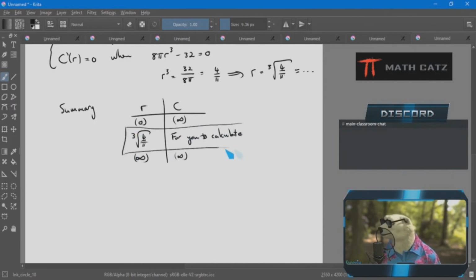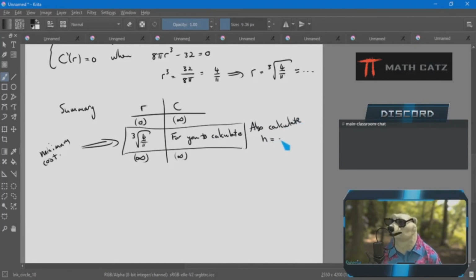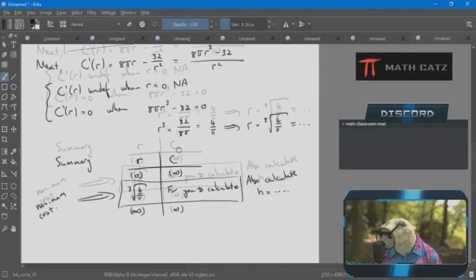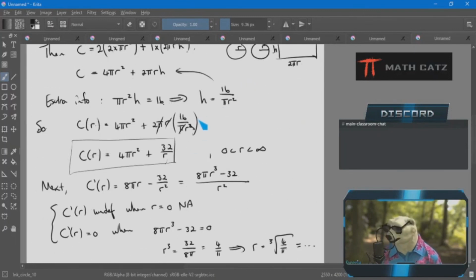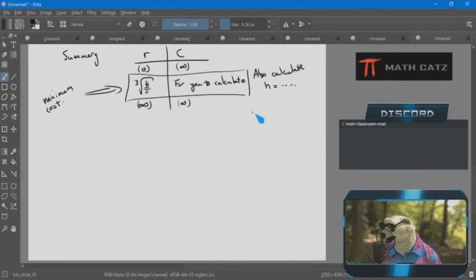I'm going to let you do the calculation. But this is going to be the minimum cost. And of course, I have to also calculate the corresponding h value, but that's not hard to do. I just use the relationship between h and r, plug it in, calculate h, and in your concluding sentence, you just have to write the full dimensions of the cylindrical can and the minimum cost as well.